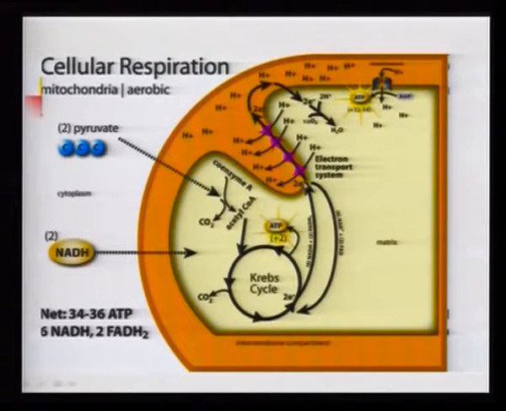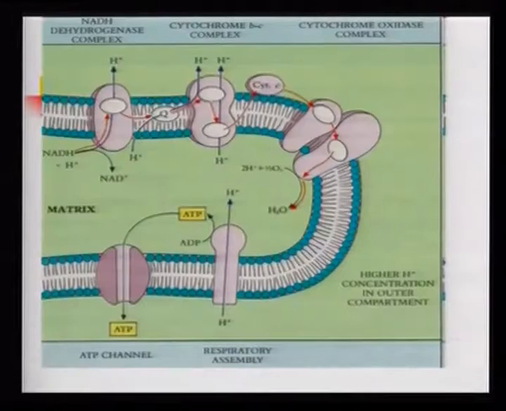This is the site where the electron transport receptors are present. We call them cytochrome enzymes. This is a highlighted schematic representation of that single crista.